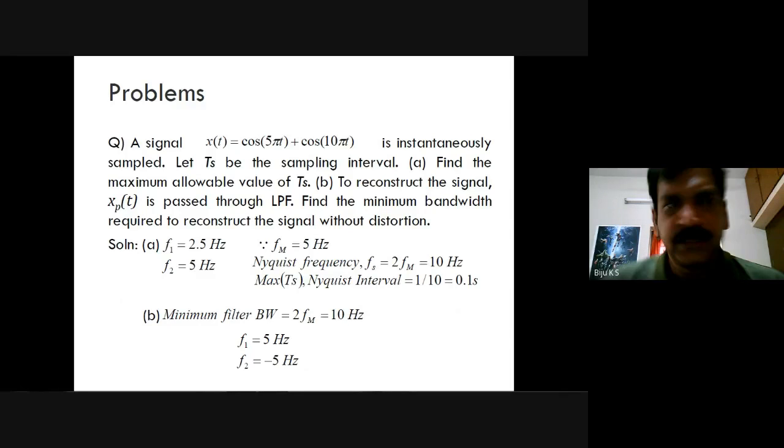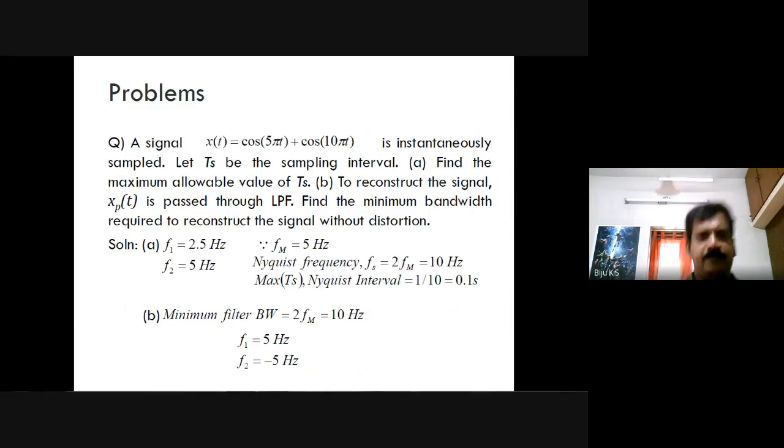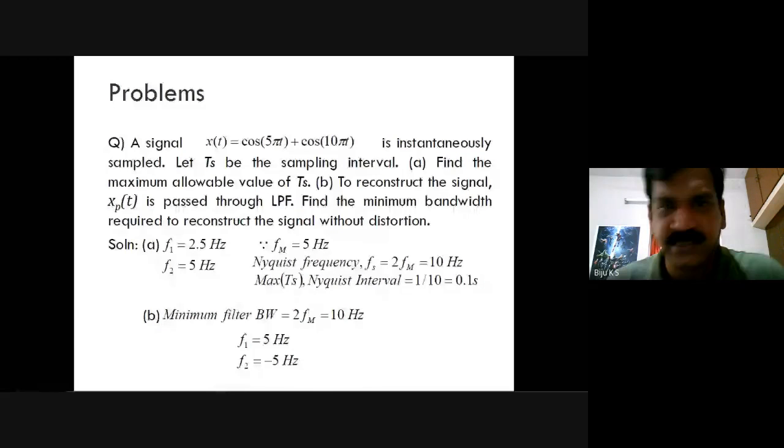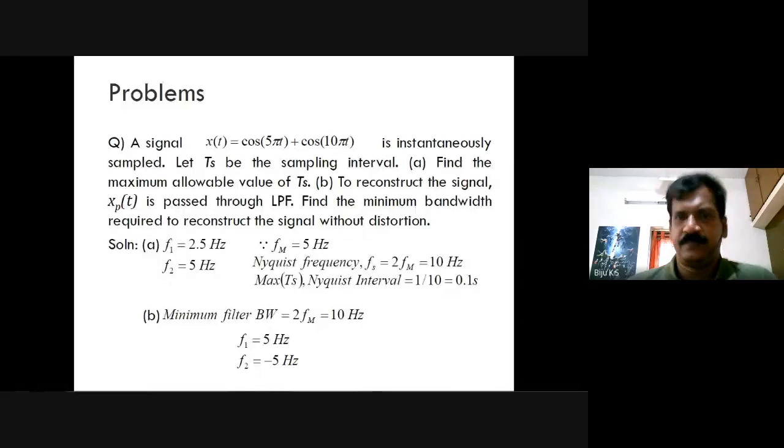Next problem: a signal x(t) equals cos 5 pi t plus cos 10 pi t is sampled. Find the maximum allowable value of Ts. To reconstruct the signal, x(t) is passed through a low-pass filter. Find the minimum bandwidth required to reconstruct the signal without distortion.